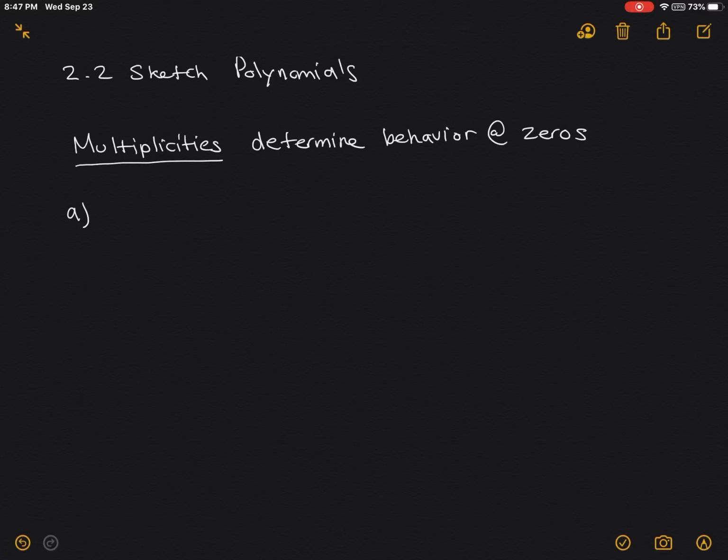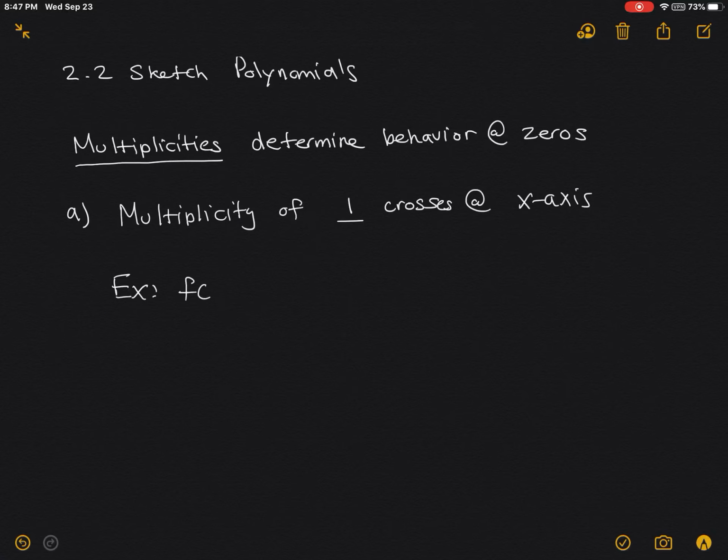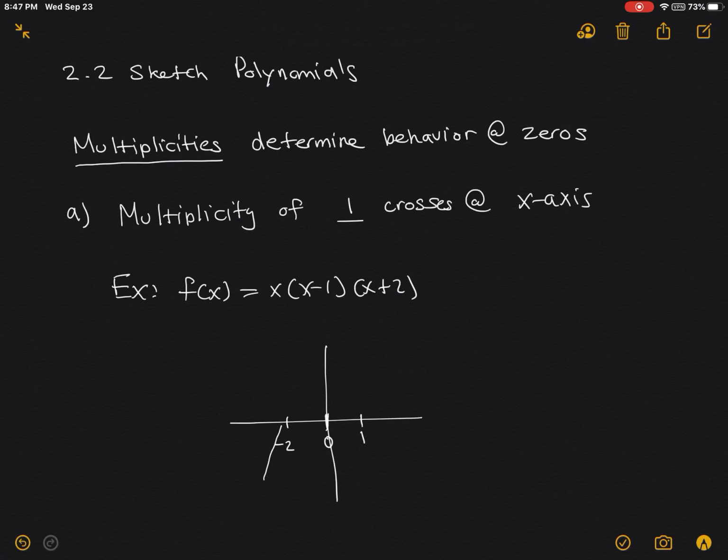So, for example, if you have a multiplicity of 1, it means it's going to cross at the x-axis. Okay, a multiplicity of 1 crosses at the x-axis. And what do I mean by that? So if I give you a quick graph in intercept form, right? You have x minus 1, x plus 2. Well, your zeros are going to be located at 0, 1, and negative 2, right? 1 and negative 2. And the graph's going to look something like this.